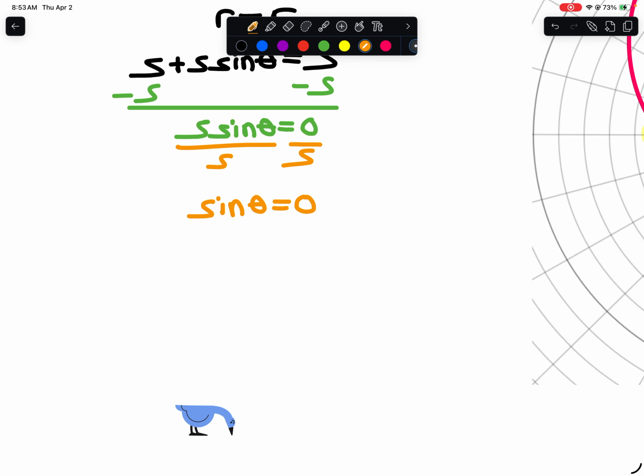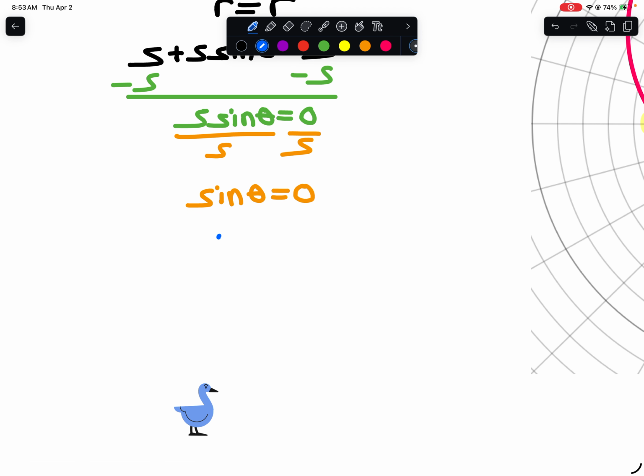Now it just turns into a unit circle problem. So you want to know on the unit circle, where does sine of theta equal 0? That's going to happen at 0 and pi.